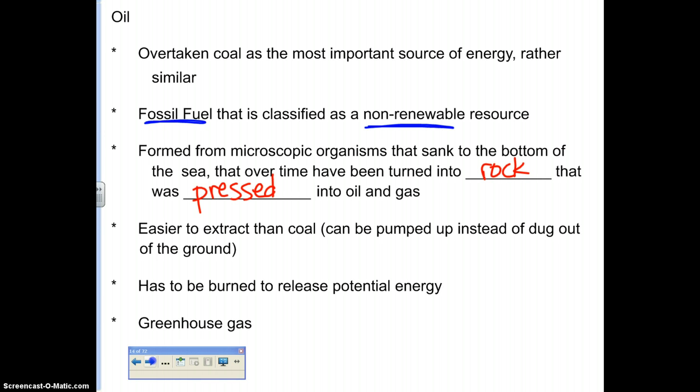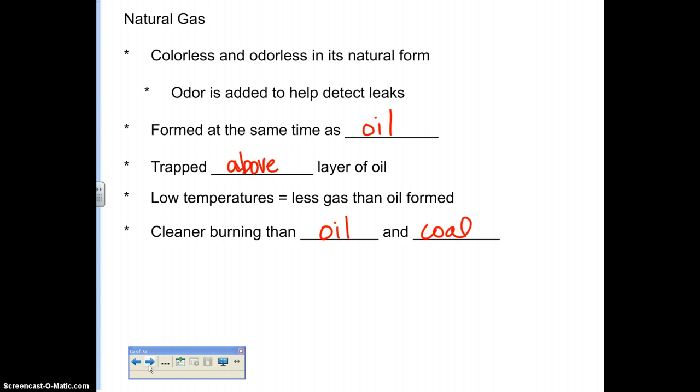It is easier to extract than coal. It can be pumped up instead of dug out of the ground. It has to be burned though, so since it has to be burned, oil is going to give off CO2, thus greenhouse gas.